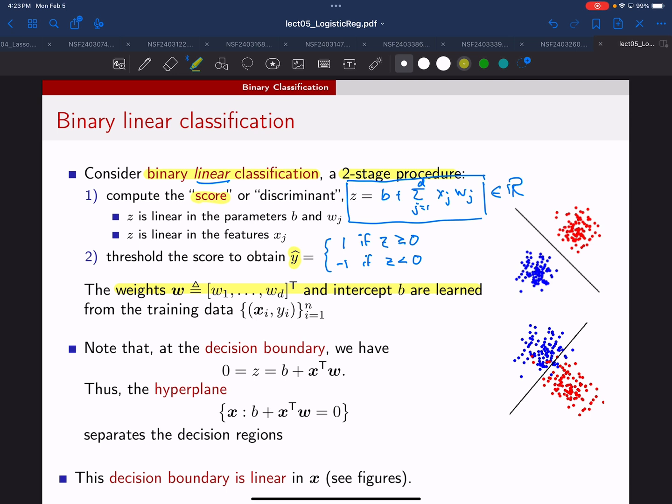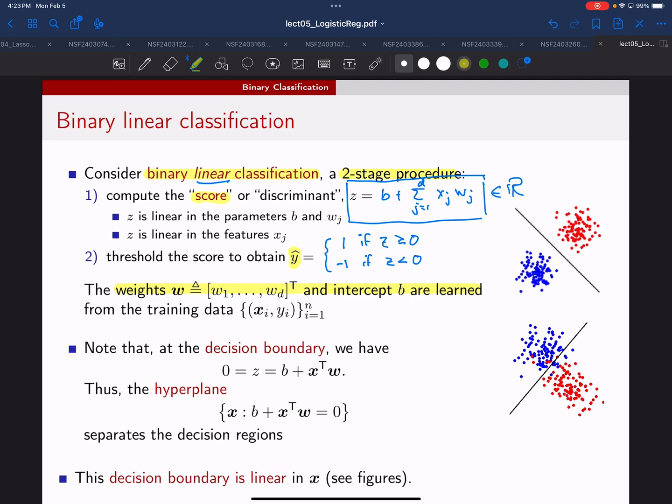Okay, so we're going to try to understand how to do this, and in particular how to train it, because that's going to be a little bit different than how we trained the linear regression that we saw previously. All right. Any questions on this approach? Is it making sense so far?